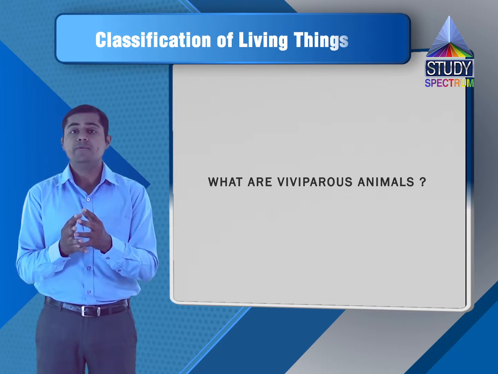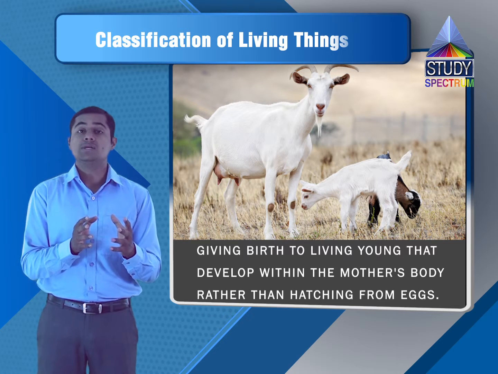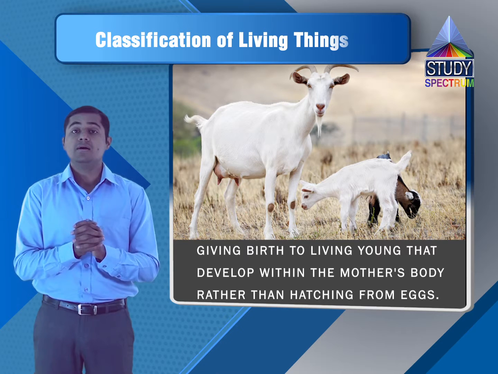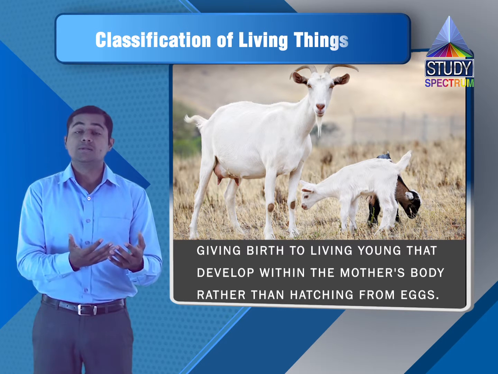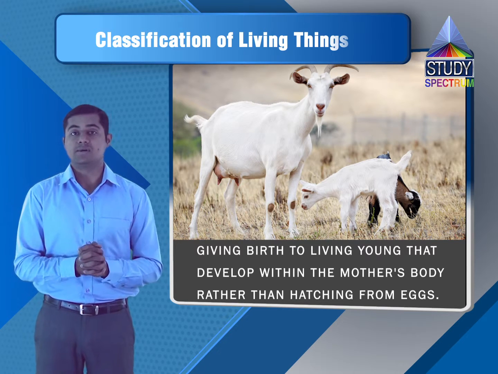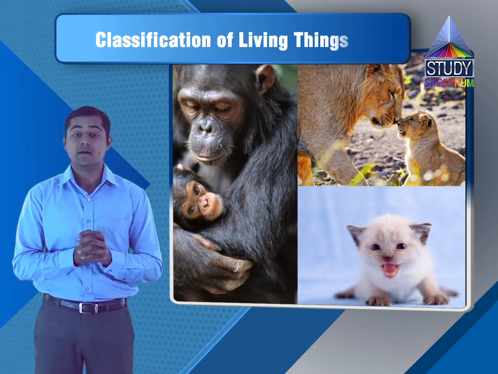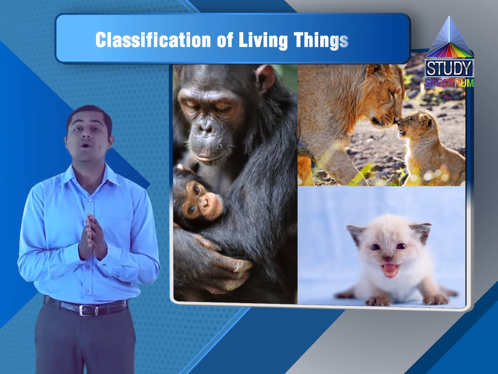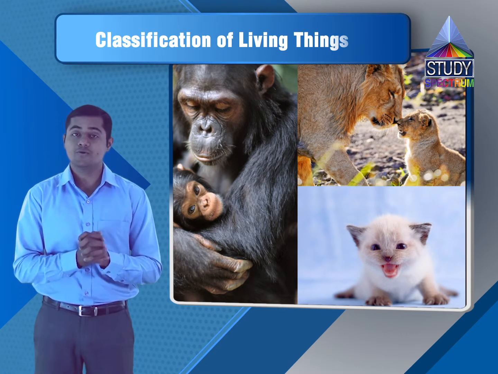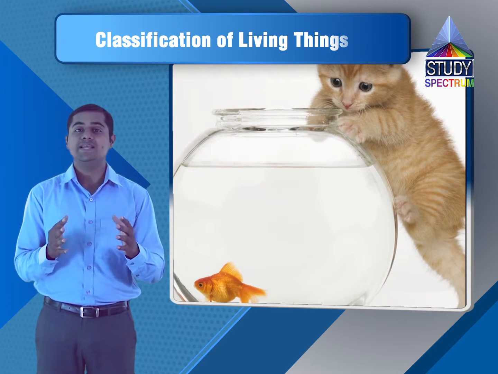Now, what are the viviparous animals? The animals in which the growth of the young ones is completed inside the body of the mother, and the mother gives birth to the young ones. All those animals are called viviparous animals. What are the examples of viviparous animals? Human beings, cat, dog, lion. These all mammals are viviparous animals. So friends, we have seen 6 different criteria to classify the animals.